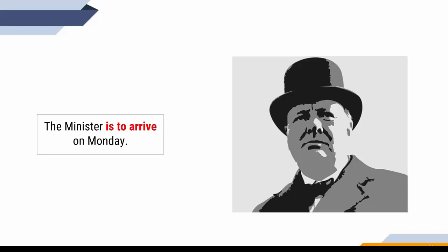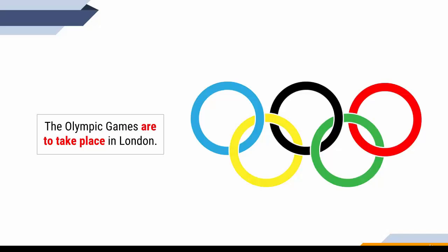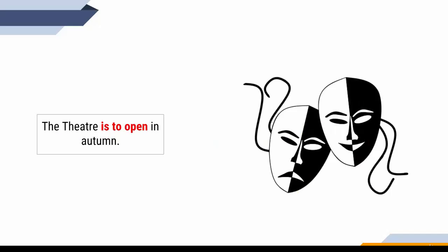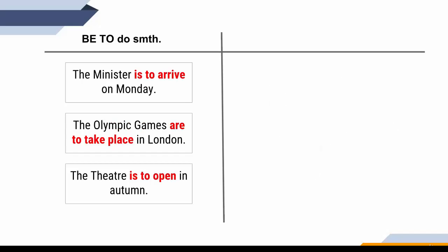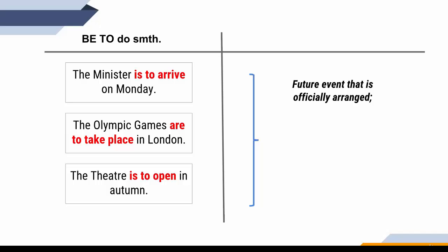The minister is to arrive on Monday. Is to arrive. The Olympic Games are to take place in London. Are to take place. The theater is to open in autumn. Is to open. So in these three sentences, you see one and the same structure used. Be, to, after that the infinitive. And the meaning is that there is a future event, and this future event is officially arranged.